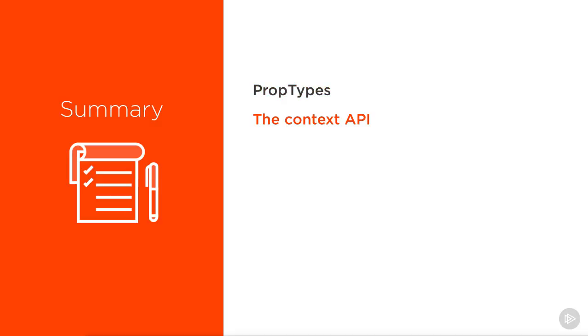We then explored React's powerful context API and how it can be used to pass React application-scoped global variables to any component in the tree. We used the context object to give child components access to the store object.